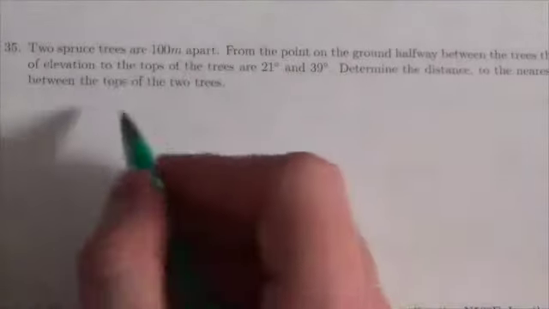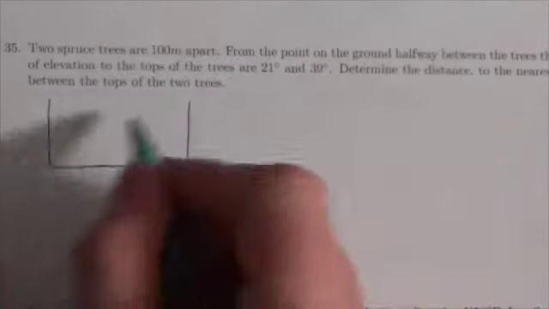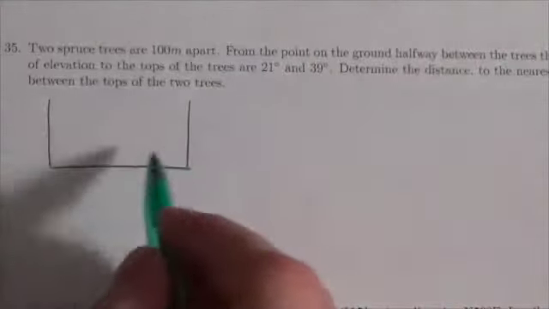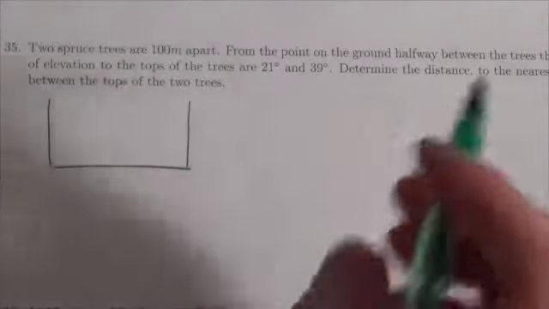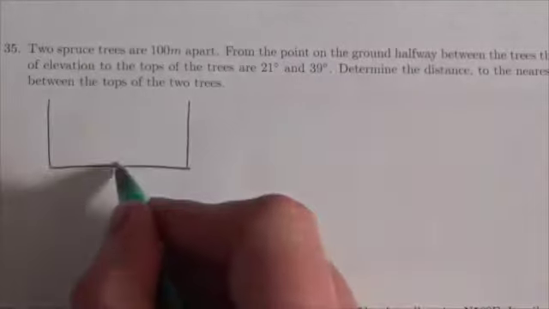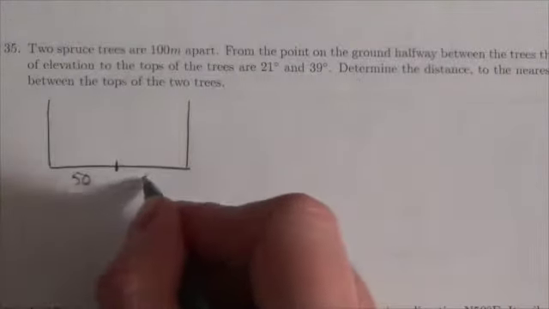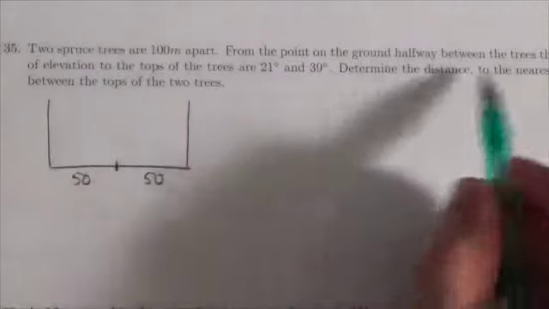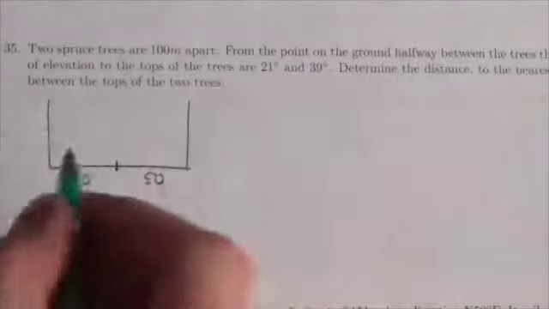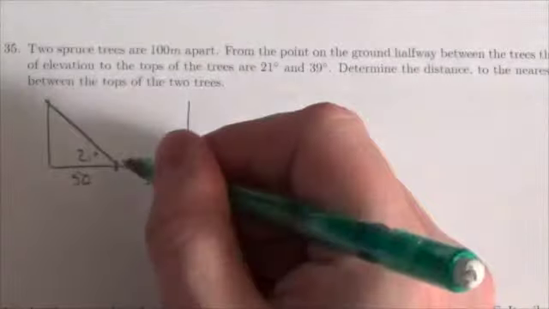Two spruce trees are 100 meters apart. Okay, so here we go, 100 meters apart. You're not told anything about how tall they are, whether one is taller than the other, whatever. So at this point, it says from the point on the ground halfway between the two trees. So here we go, halfway between, which means this has got to be 50 and this has got to be 50. The angles of elevation to the tops of the trees are 21 degrees and 39 degrees.